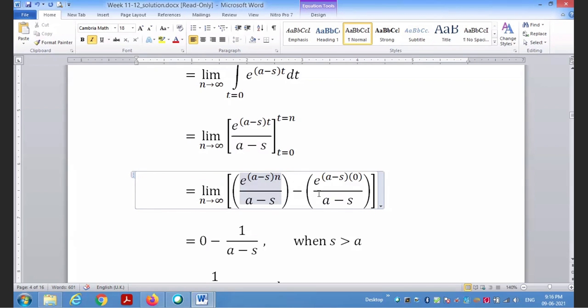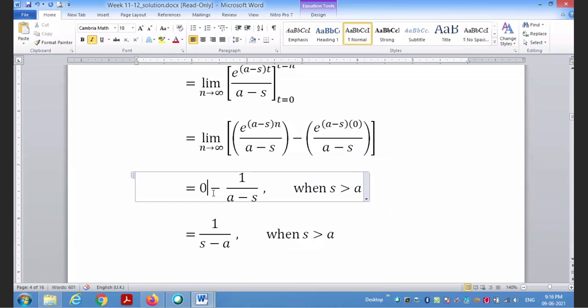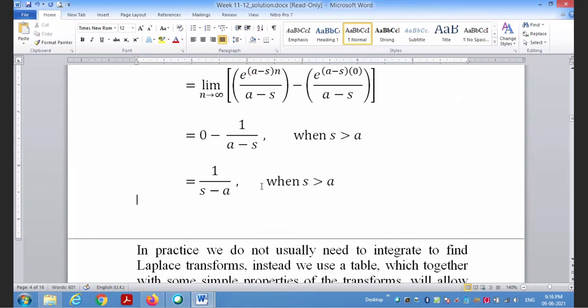E to the power of (a minus s) times 0 is e to the power of 0, which is equal to 1. So we have 0 minus 1 over a minus s. We can express this as 1 over s minus a, because minus 1 over a minus s, multiplying by minus, gives 1 over s minus a, when s is greater than a. So the Laplace transform of e to the power of at is equal to 1 over s minus a.